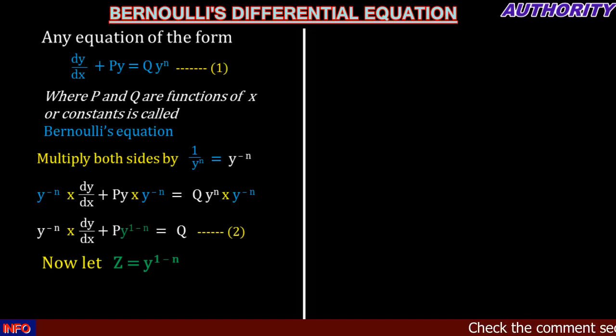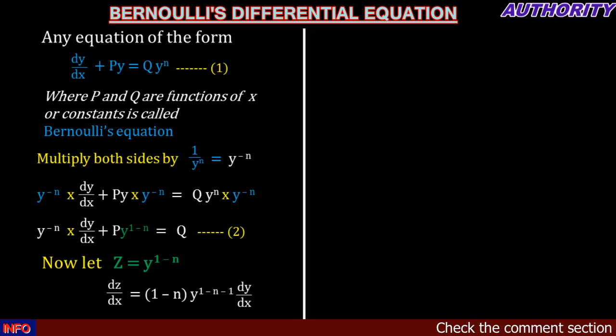We are going to say let y raised to power 1 minus n be called the letter z. Now as we say let it be called the letter z, let's differentiate this z with respect to x. That means we are going to bring down the power in front of the y and then subtract 1 from the power. That is the differentiation. And then you know that this is implicit, so we add dy/dx because we are actually differentiating y with respect to x.